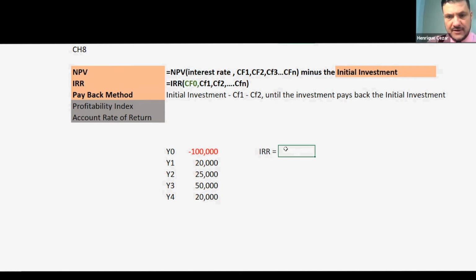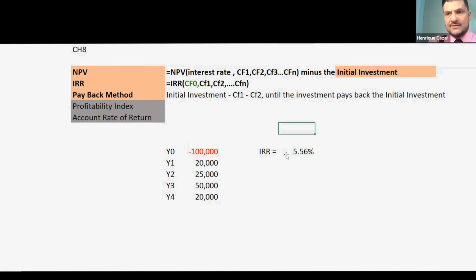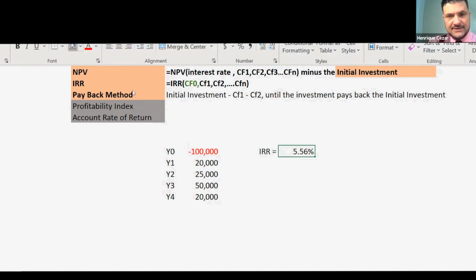So let's see. Equal IRR, open parentheses, and just highlight the values, just like that. Just highlight them. And if you want 2 decimals here, that's fine, or if you want to round it, that's fine as well, but that's the answer here. So now let's interpret this answer.